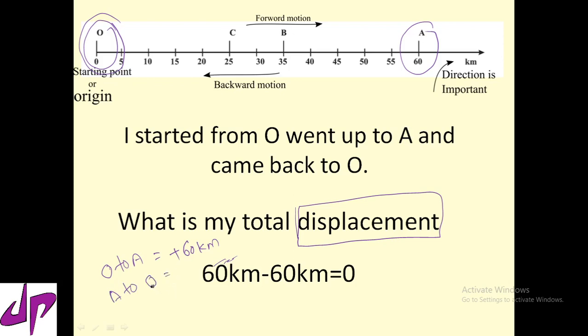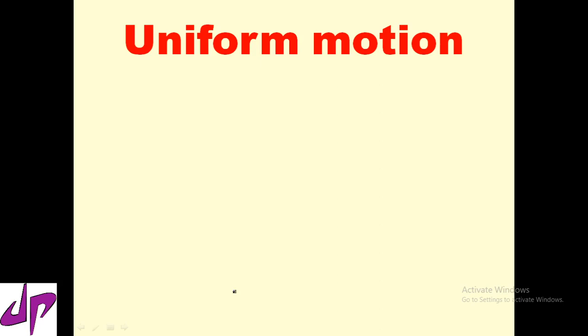Now you are moving in the backward direction. When you are moving in the backward direction, you get the displacement negative, minus 60 kilometers. So the total displacement becomes 0. It means where you start, there you reach. So the displacement is 0.